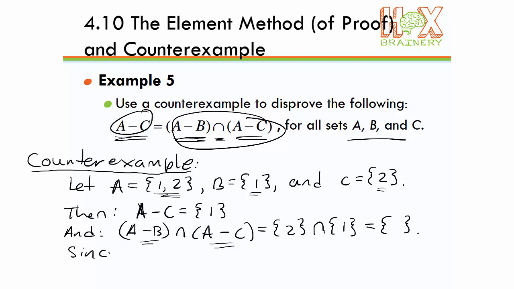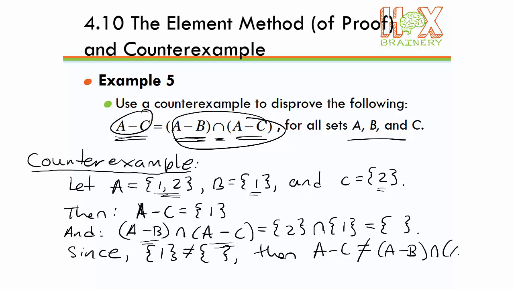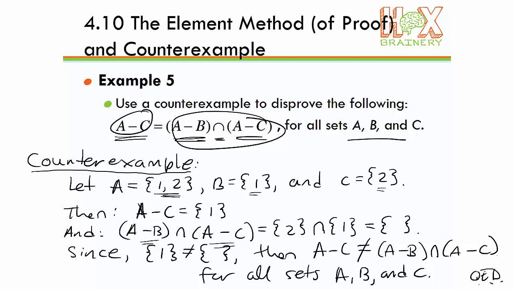So since this set here containing the element 1 is not equal to the empty set, then the set difference between A and C is not equal to the set difference between A and B intersected with the set difference between A and C for all sets A, B, and C. You could just end with a little QED or something.